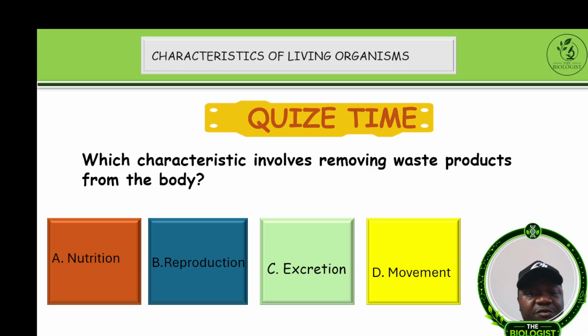So which characteristic involves removing waste products from the body? We have nutrition, reproduction, excretion, and movement. This question is very easy. But my next question, trust me, I'm not going to be very nice with you. I'm going to put a more stretched question to make you think. This is my first topic, and I want you guys to use this as a warm up for biology.